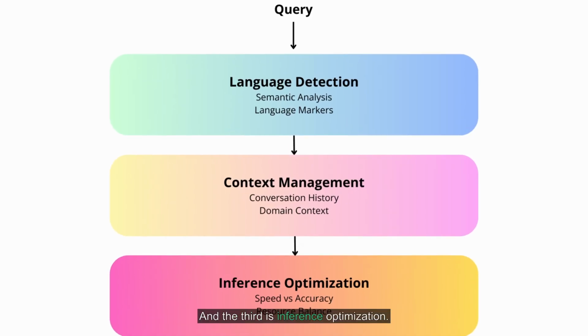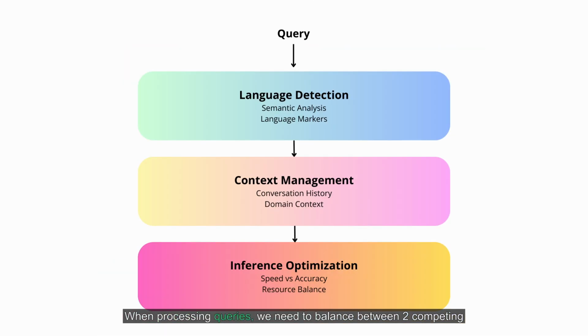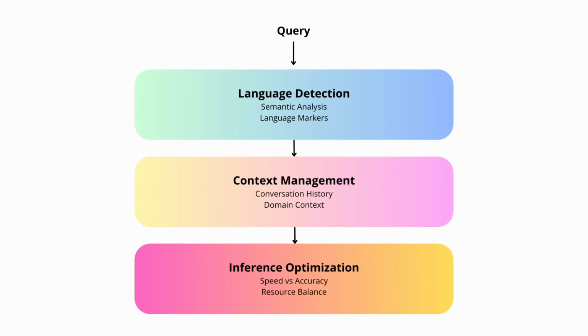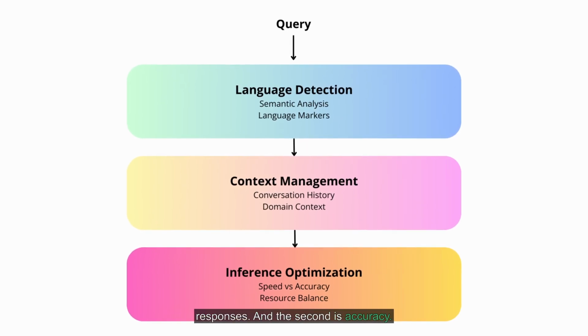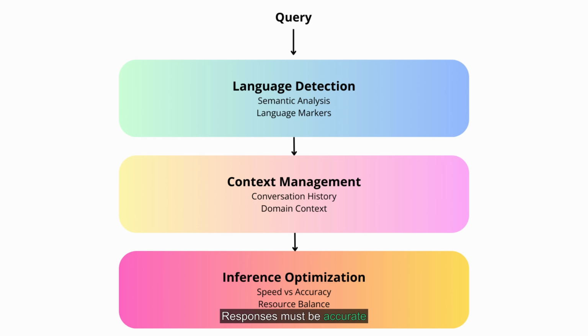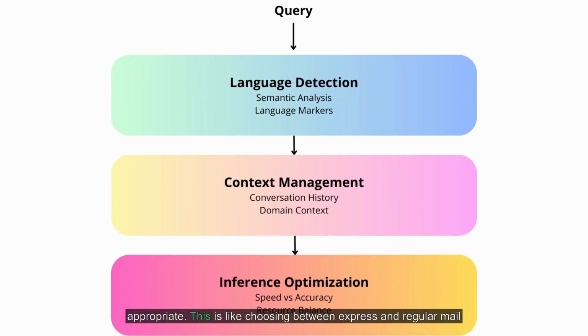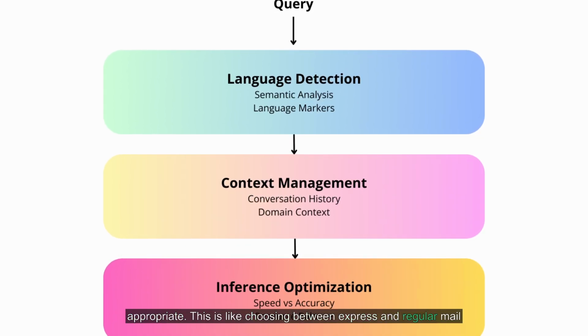And the third is inference optimization. When processing queries, we need to balance between two competing needs. First is the speed. Users always expect quick responses. And the second is accuracy. Responses must be accurate and contextually appropriate. This is like choosing between express and regular mail delivery.